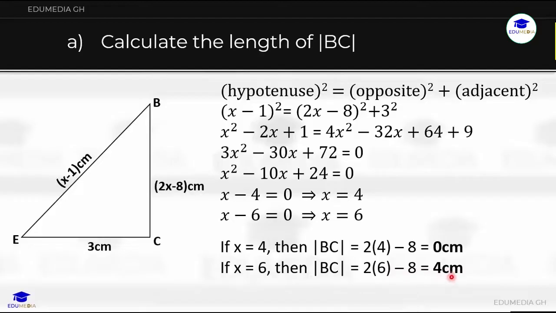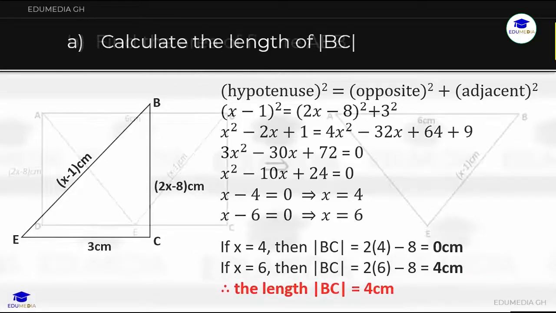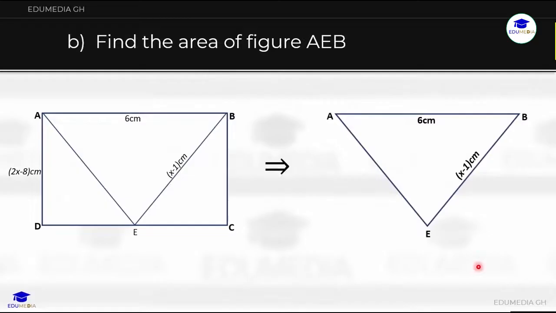Therefore, the answer is 4 centimeters because this is a natural number, not 0 centimeters. Hence, you should use the figure x equals 6. If we are to calculate the area of this, we have to use the value for x equals 6 to replace each of these variables, not x equals 4, because that will give us 0. So therefore, the length of line BC is 4 centimeters. Let's go to the next question.